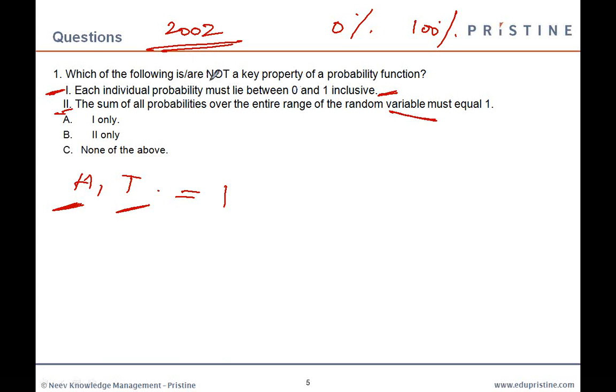The question says which of the following is not a key property of a probability function. So A is also a key property, B is also a key property. The only answer has to be C. Okay. So all of you who answered anything other than C, I hope you get your point now. Let me know if there are any questions. The whole idea of a probability function is that each value should lie between 0% and 100%, that is 0 and 1. And the sum of probabilities of each and every possible outcome should always equal 1.